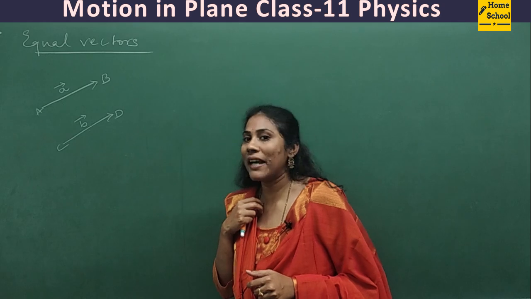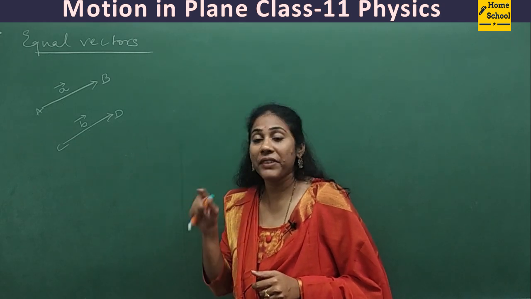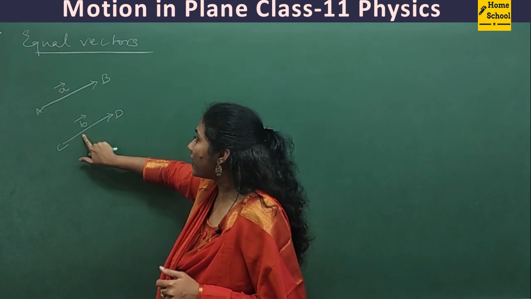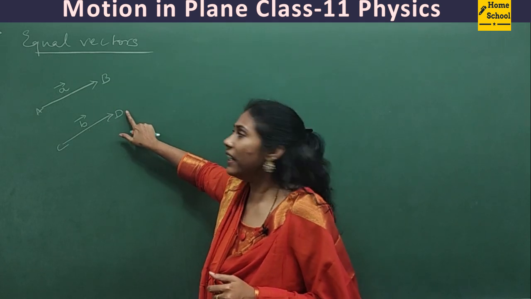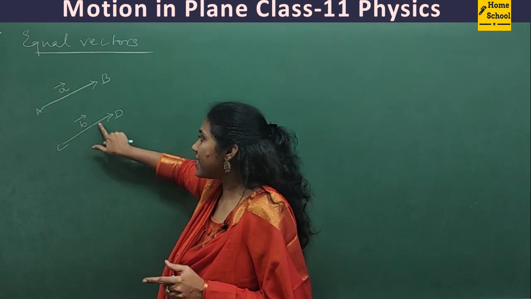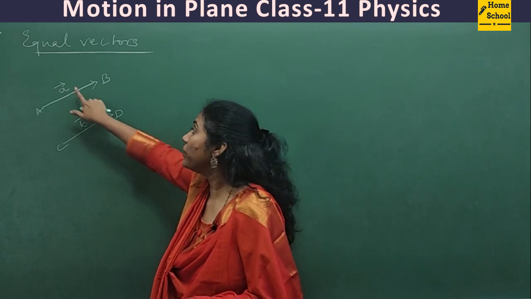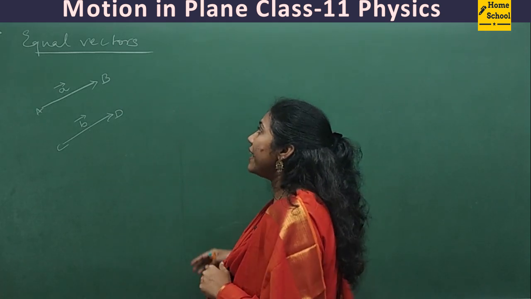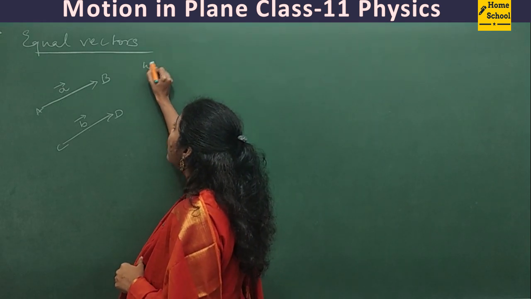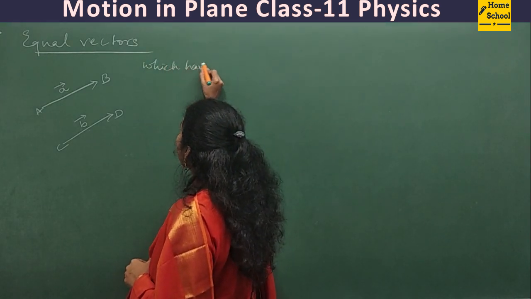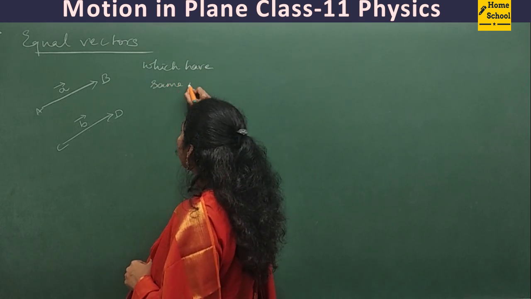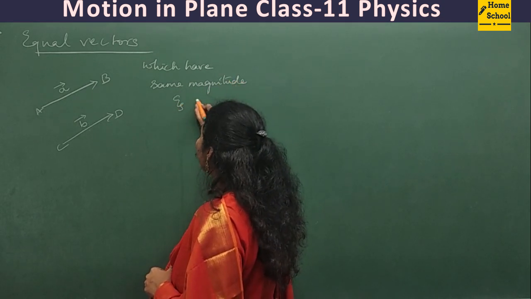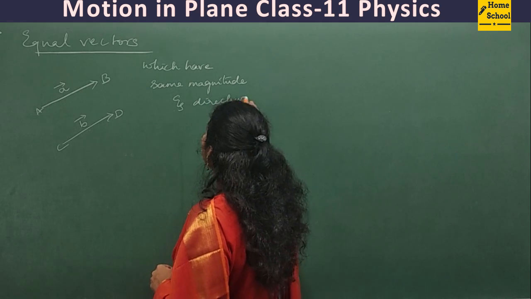Unit vectors mean magnitude 1, and they help in describing the direction. This vector is going in this direction, this vector is also going in the same direction. This has one unit vector, this has one unit vector that represents the direction. Unit vectors are the same. Anyway, let me not confuse you. Just try to understand, equal vectors are those vectors which have the same magnitude and direction.